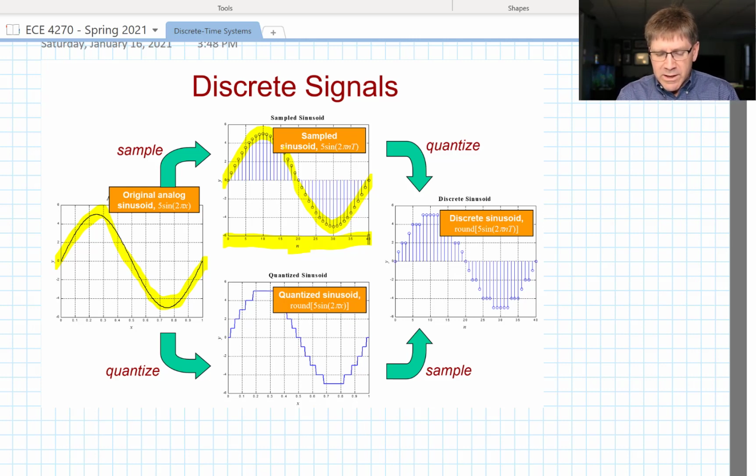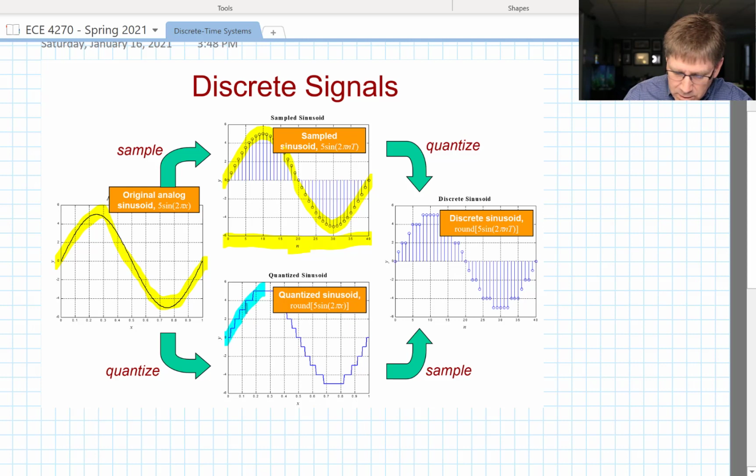The other thing is the amplitude of each of these samples is a real number. Once again, real numbers are very hard to express accurately in a computer. Sure, we can express them pretty accurately, but not perfectly. So whatever we do when we put it into a computer, there is some discretization of the amplitude as well. So this lower one isn't quite that.